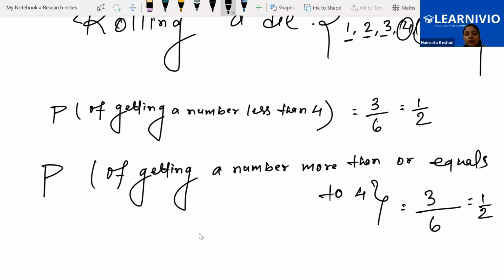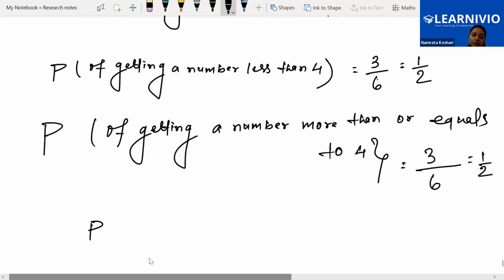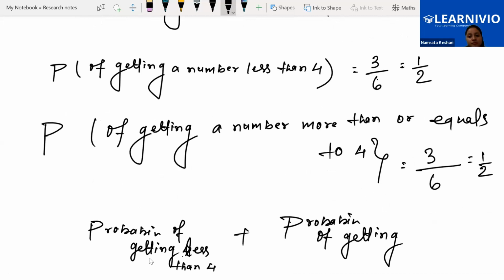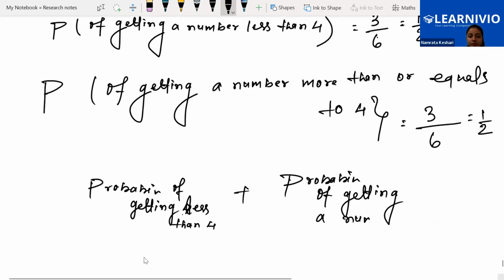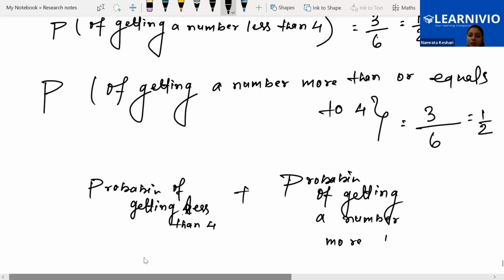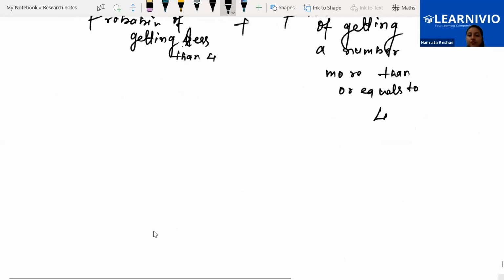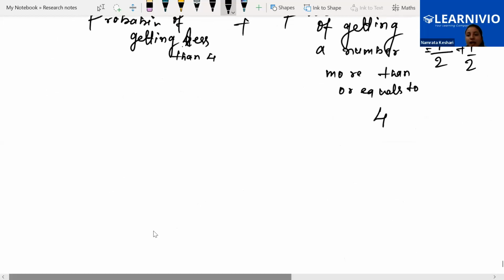Now here we have found the probability of a number less than 4. If we add these two, the probability of getting less than 4 plus the probability of getting a number more than or equal to 4, what are we going to get? 1 by 2 plus 1 by 2. That means again we are going to get 1.